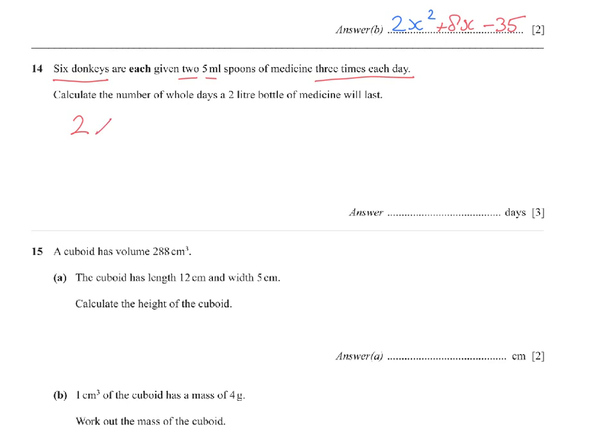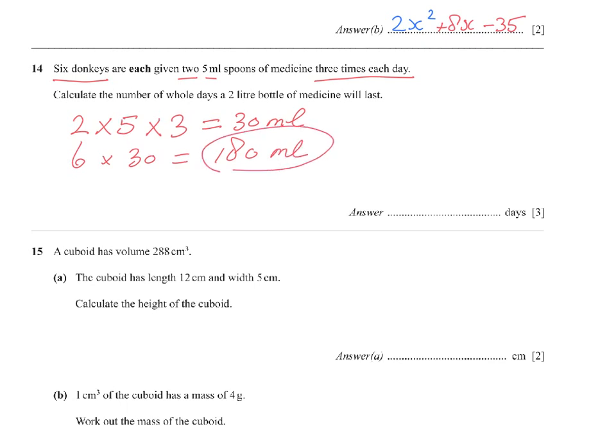So 2 of those 5 milliliter spoons, 3 times a day, so times 3. So that is 30 milliliter per day per donkey. But we have 6 of those donkeys, so times 6. So in total, those donkeys need per day 180 milliliter. Then they ask me, okay, so how long will that 2-liter bottle last?